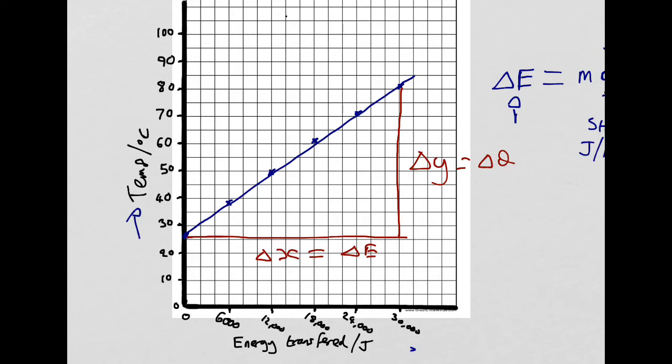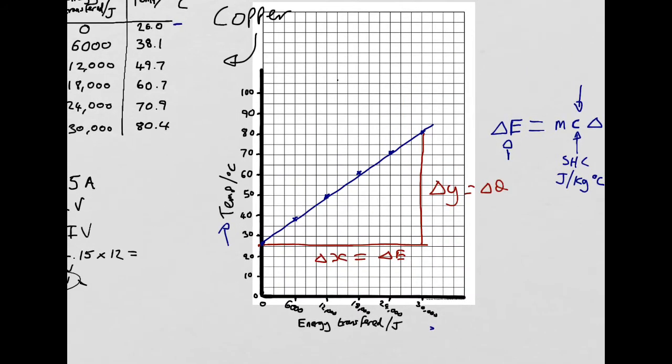That's change in delta theta. So what does it start at? Well, it started at 26.0 and it finished at 80.4. So a quick calculation to find the difference between them. So 80.4 minus 26.0, you get 54. Okay, so 54 degrees change in temperature. On the bottom here, change in energy. Well, we started at 0 and we've gone up to 30,000. So this is just going to be 30,000.